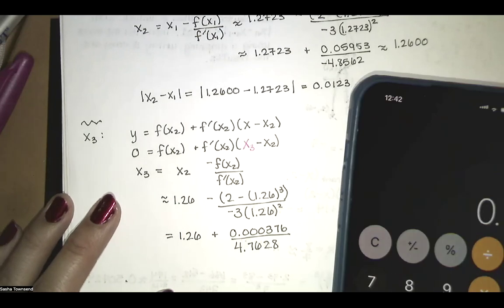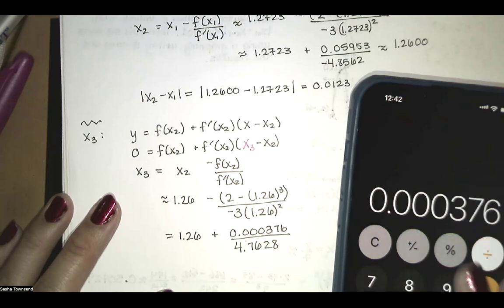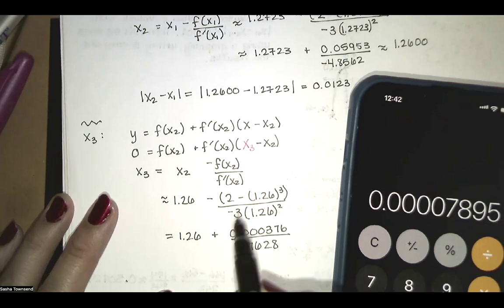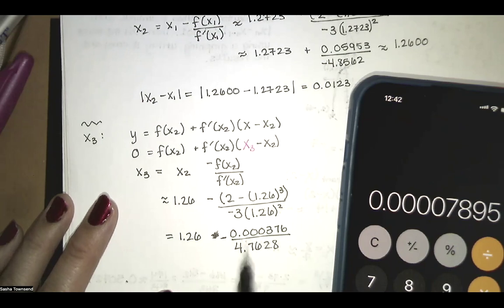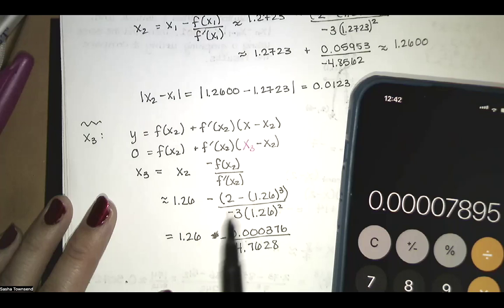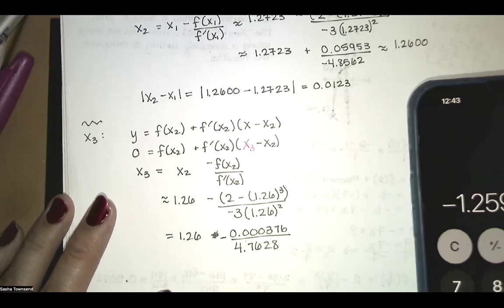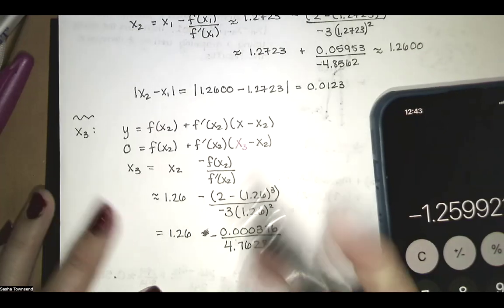So I have 0.000376 divided by 4.7628. And actually, this should be minus. Because when I distribute that negative, I have this numerator, and then we still have that negative from the denominator. So we're going to have 1.26 minus this answer. So I'm just going to subtract 1.26 from it. It's going to give me the wrong sign.